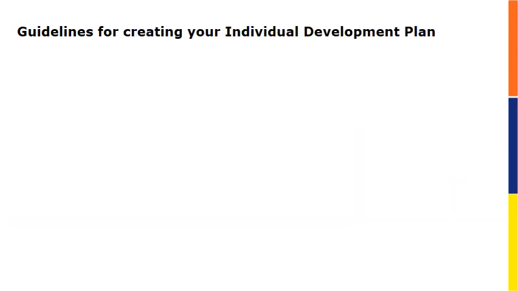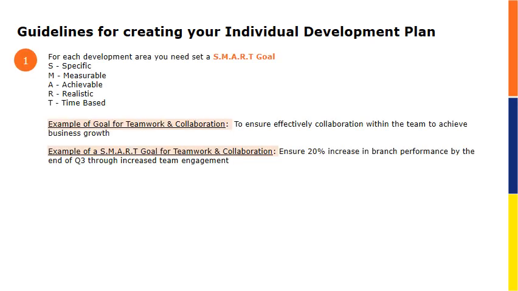Let us now look at some guidelines to keep in mind while writing your IDP. You need to ensure that the goals you set are SMART, that is, specific, measurable, achievable, realistic, and time-based. Let us look at an example of an ordinary goal versus a SMART goal. Ordinary goal: to ensure effective collaboration within the team to achieve business growth. This is an ordinary goal as it cannot be measured and there is no timeline associated with it.